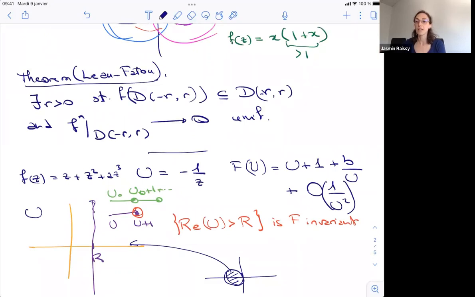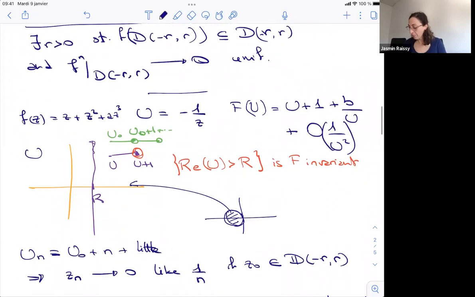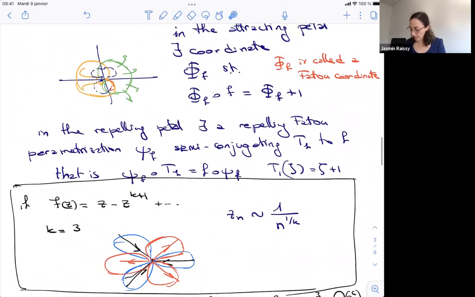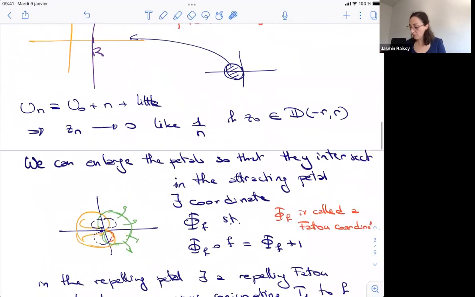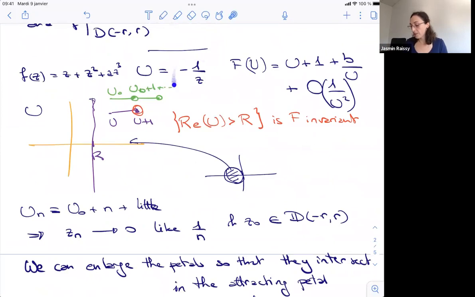So the idea is that when you do it, you go to this capital U part of the plane. You just do it for z squared, and you forget about the higher degree case, which is going to be the same. So first you do it for z squared, you consider this change of coordinate, and you find an invariant domain in here. Your invariant domain is going to be real part of U bigger than R. And then you put it back, okay?